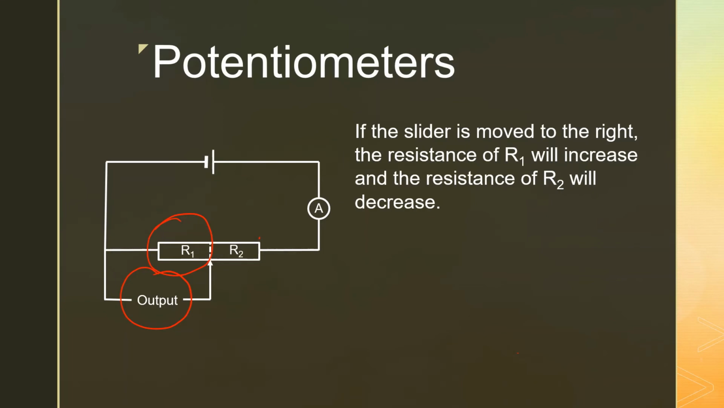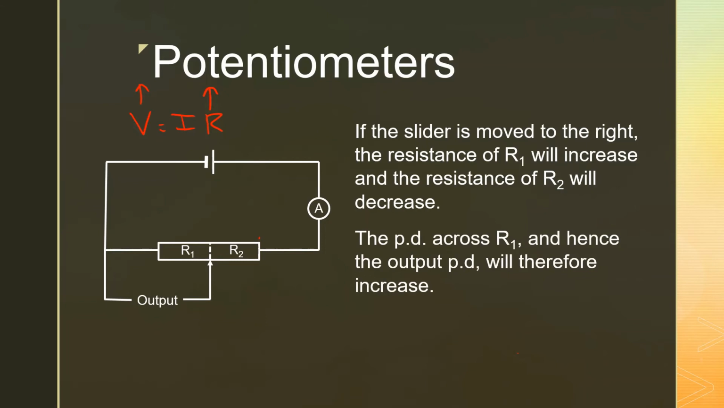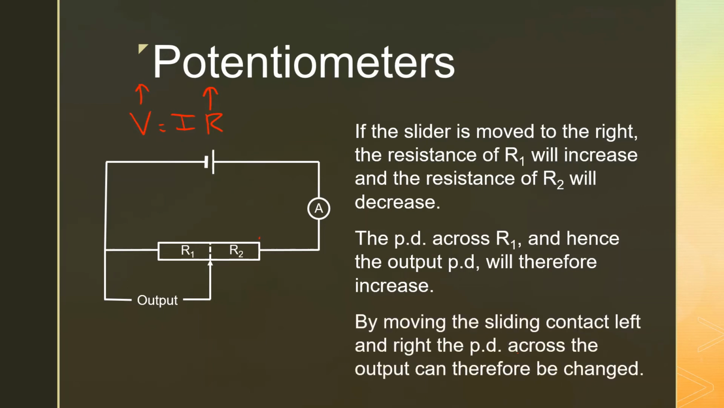So if I move this to the right and I increase the resistance of R1, thinking about the all-important Ohm's law, I'm going to increase the PD across it, and hence I'm going to increase the output PD. So the PD across R1 and hence the output PD will therefore increase. So what I've now got is a mechanical device where I can move this slider left and right, and in doing so, I can change that output potential difference.